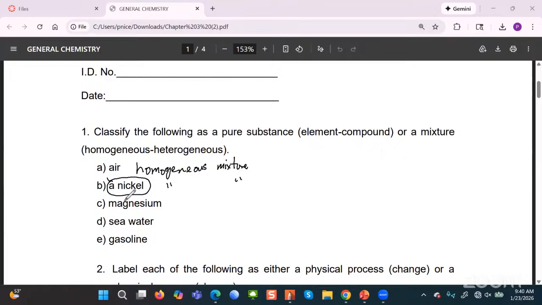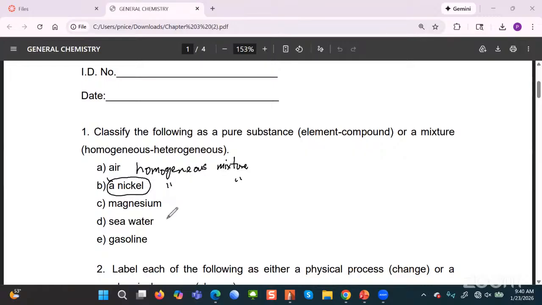Mixtures of metals are known as alloys. I don't know if you've ever met that term before. Alloys are metals that are mixed together, like brass. What's the other one? Well, I would say steel, except that steel is a mixture of iron and carbon. But brass is an example. Bronze is another example. Yes, thank you. Those are examples of alloys, which are homogeneous mixtures.